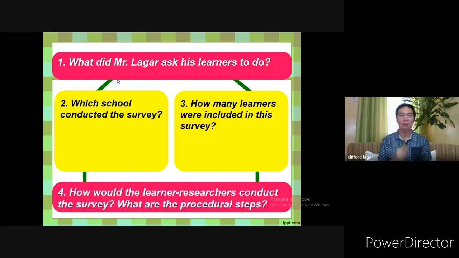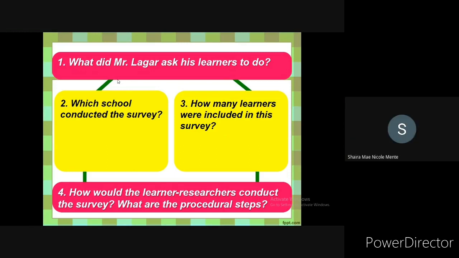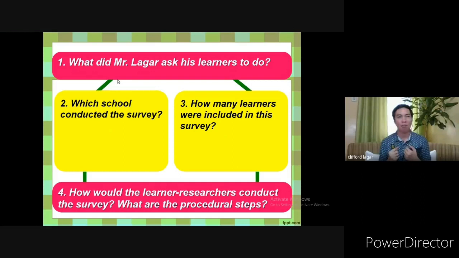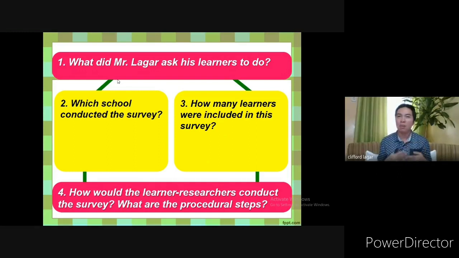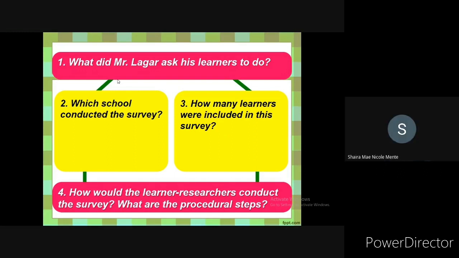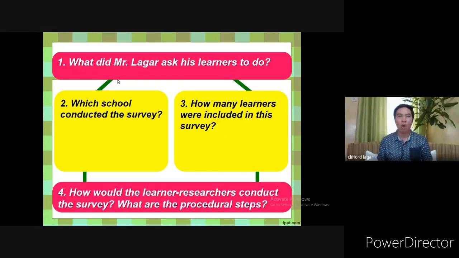Very good. Now, how would the learner researchers conduct the survey? Can you still recall the steps that they followed? Yes, Shaira, go on. They follow the steps carefully. Okay, again, how many steps did they follow in conducting the survey? 5 steps, sir. Okay, 5 steps. Can you recall what those 5 steps are?